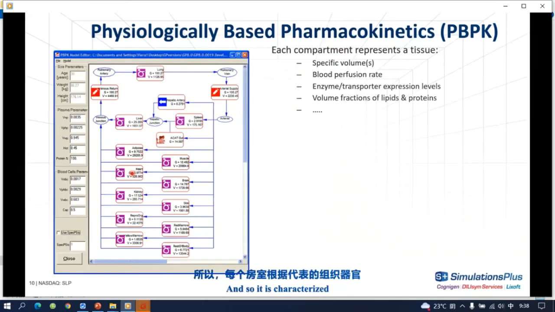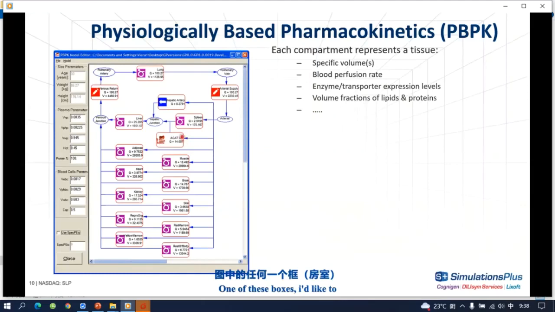And so it is characterized by a specific volume for the tissue, by a blood flow, that specific perfusion rate for the tissue, composition of that tissue, how much water, how much lipids, how much protein does it contain, and of course the enzyme and transport expression levels in those tissues, and other characteristics as relevant for the disposition of the compound.